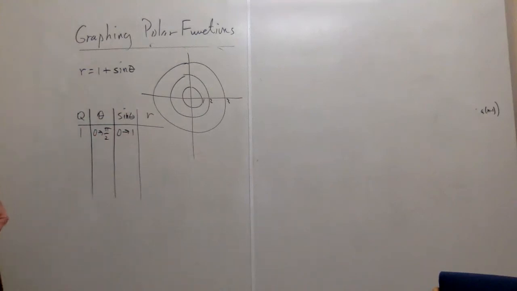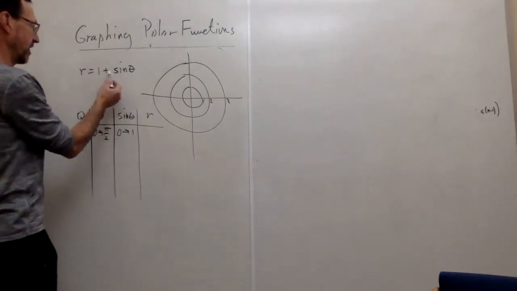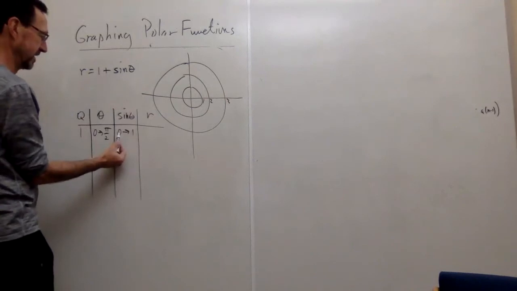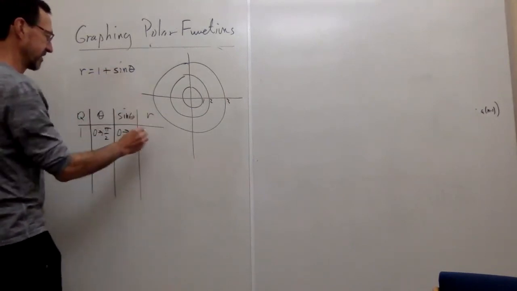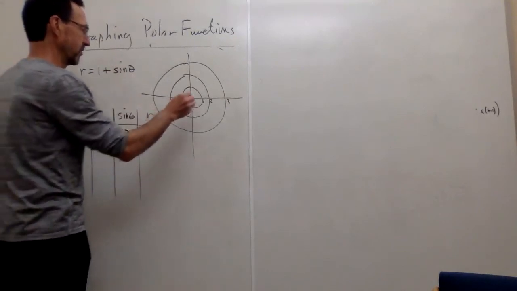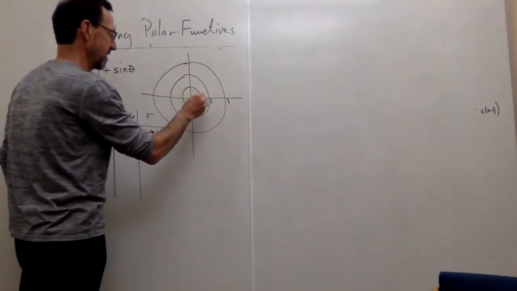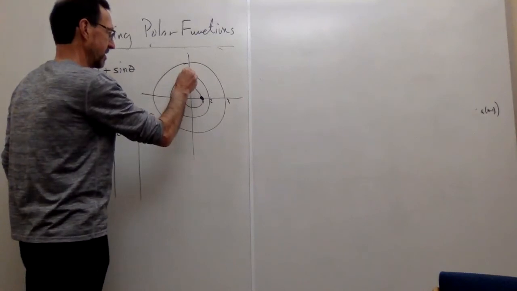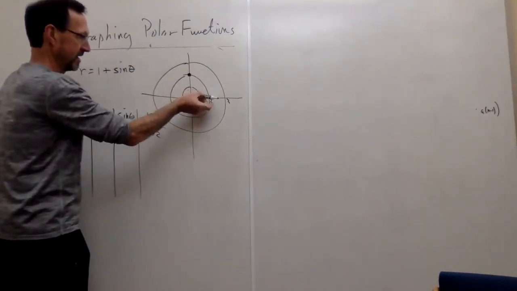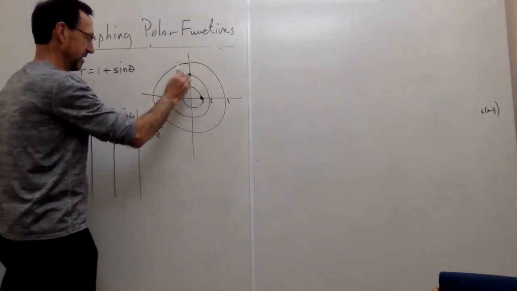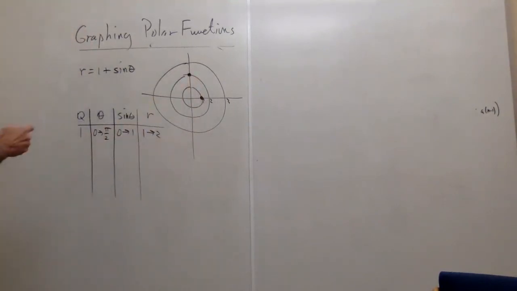Okay, should be nice and easy there. And R, well, R is 1 more than the sine. So when sine is 0, R is 1. When sine is 1, R is 2. So we start here. We end up there. R goes from 1 at theta equals 0 up to 2 at theta equals pi over 2.